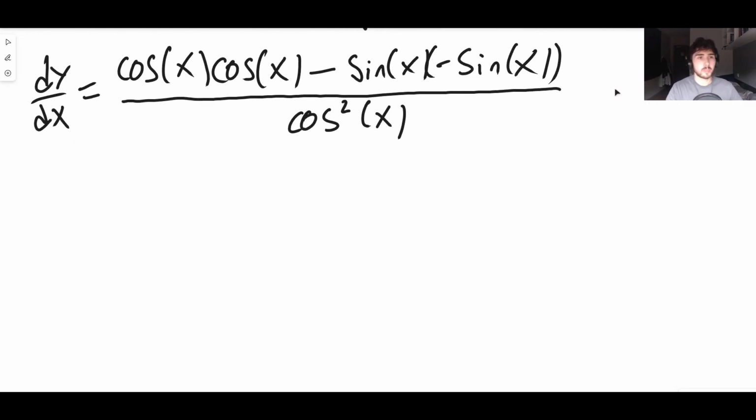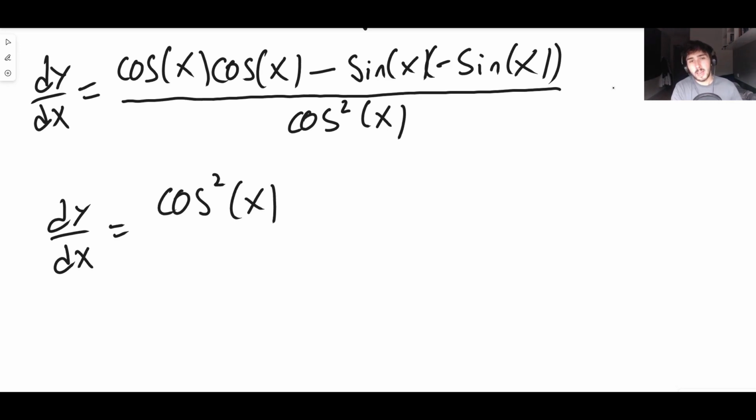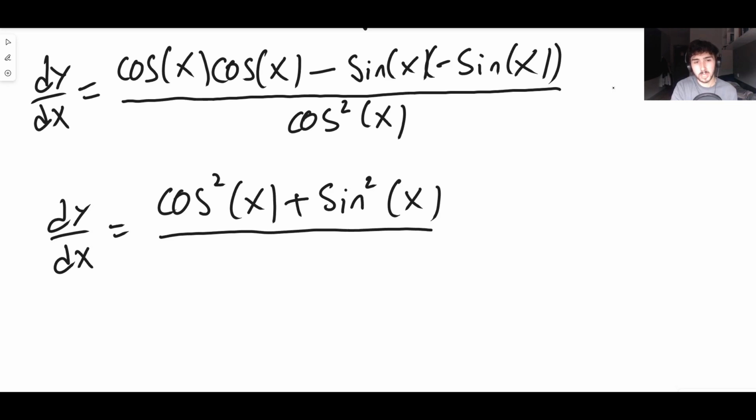Almost there already. Now, here's the thing. Cos x times cos x is cos squared x. And sine x times negative sine x is negative sine squared x. But there's also another minus sign right there in the middle of them, and because there's two negative signs, they're actually going to make a positive, and it's going to become plus sine squared x. And this is going to be really helpful to simplify.